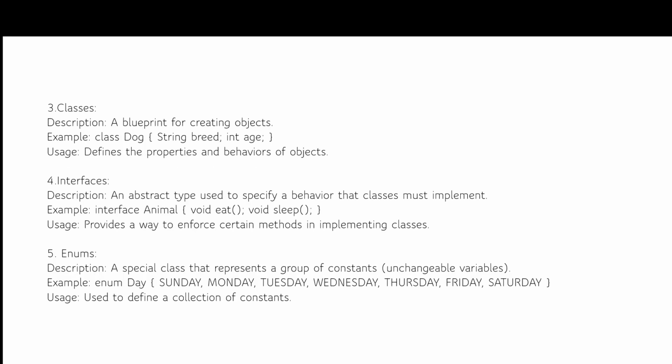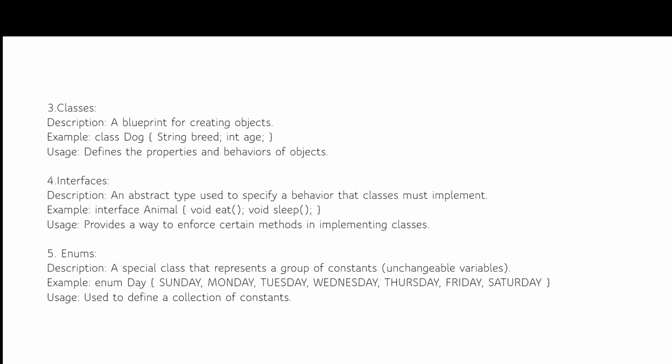A class in Java is like a blueprint for creating objects. Think of it like an architectural plan for a house. Just as a blueprint defines how a house will look and function, a class defines how an object will look and behave. For example, let's say we want to create objects that represent dogs. We can create a class like this: class Dog { String breed; int age; }. Here, Dog is the class, and it has two properties, breed and age.